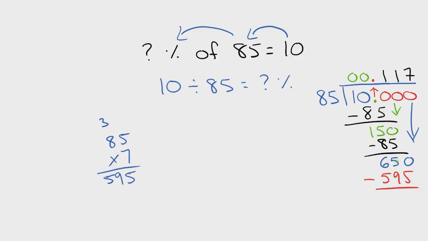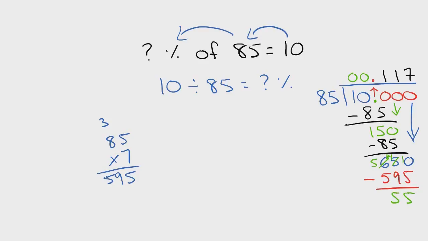I'm going to borrow from the 5. The 5 turns into a 4. The 0 turns into a 10. 10 minus 5 is 5. I need to borrow from the 6. The 6 turns into a 5, and the 4 turns into 14. 14 minus 9 is 5, so I'm left with 55.